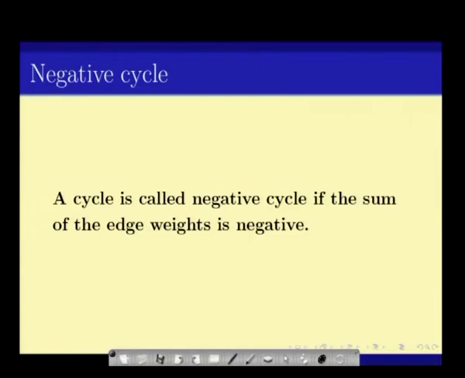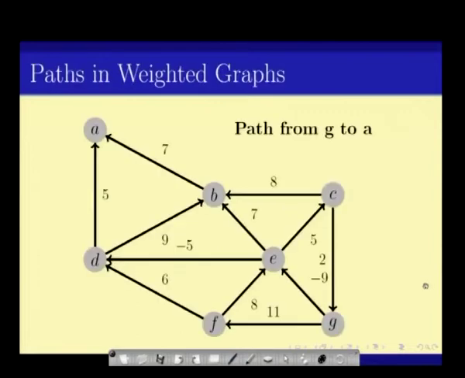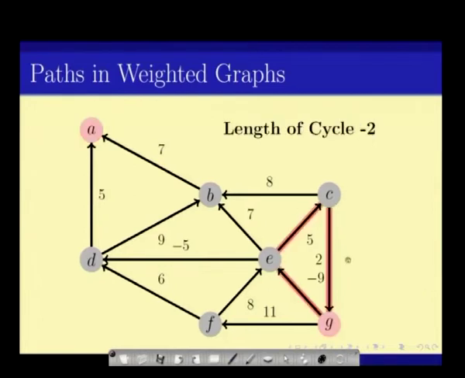So, we call a cycle a negative cycle if the sum of the weights of all the edges in the cycle is negative. For example, look at this graph. Here I have made this vertex also minus 9. So, if I go along this path, it is minus 9 plus 5 plus 2, which is minus 2. Thus, this cycle is minus 2.